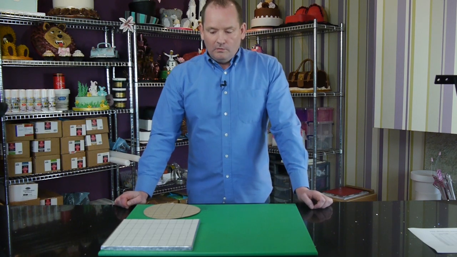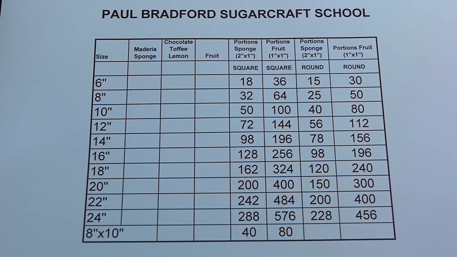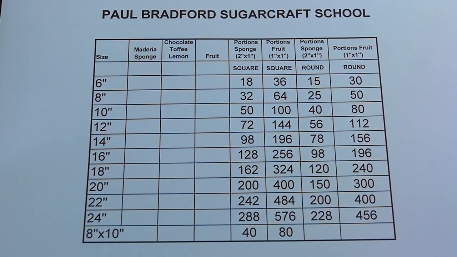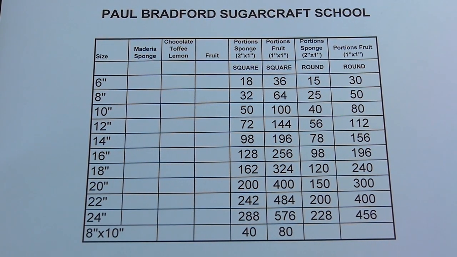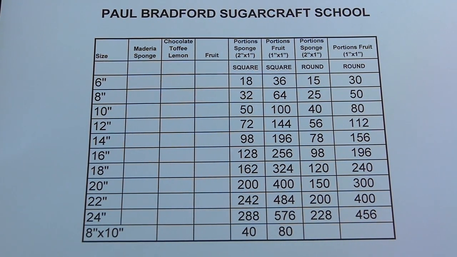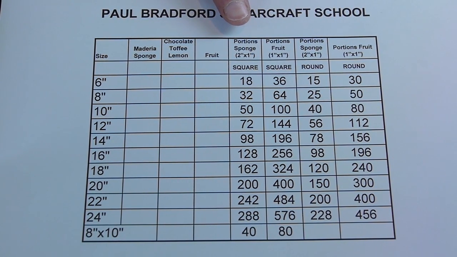What I'll do is refer you over to our sheet here, where you can see the grid that we've set up, where we break everything down into even size tins. Obviously you can use the odd numbers in between, but we've generally stuck to even size tins, and we split the portions up. We've got the square 2 inch by 1 inch size, and the square 1 inch by 1 inch size.